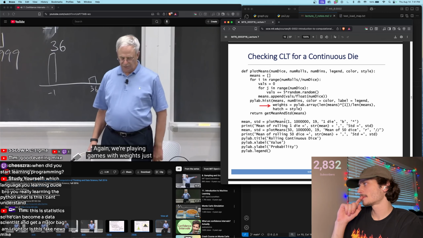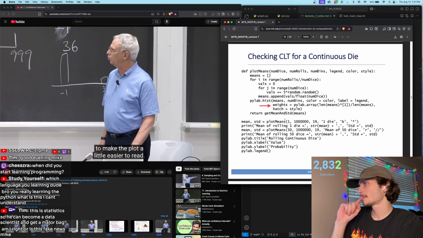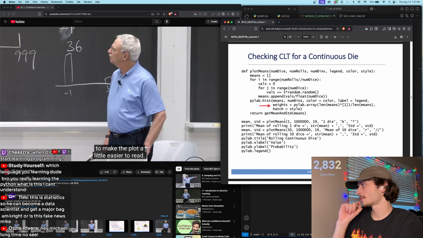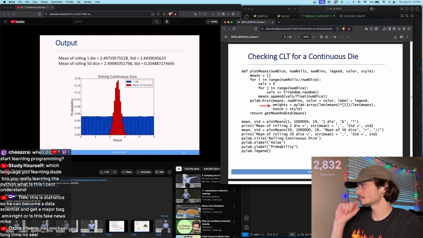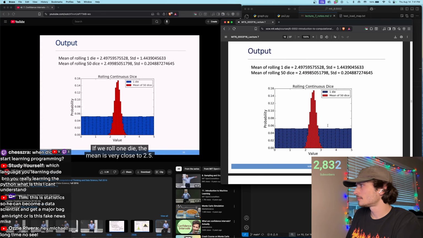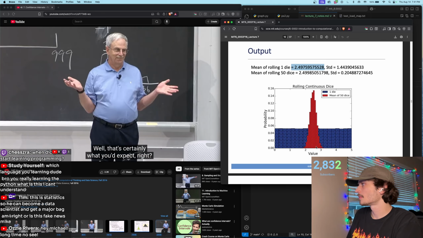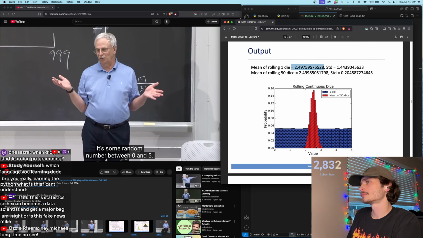Again, we're playing games with weights just to make the plot a little easier to read. And here's what we get. If we roll 1 die, the mean is very close to 2.5. Well, that's certainly what you'd expect, right? It's some random number between 0 and 5.